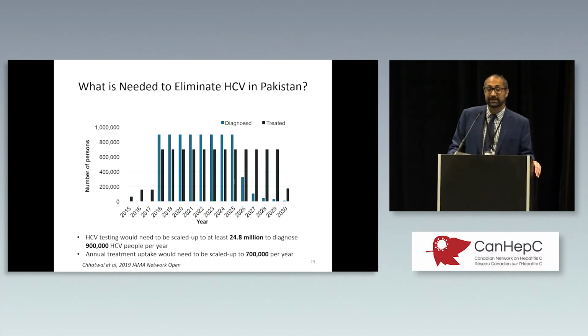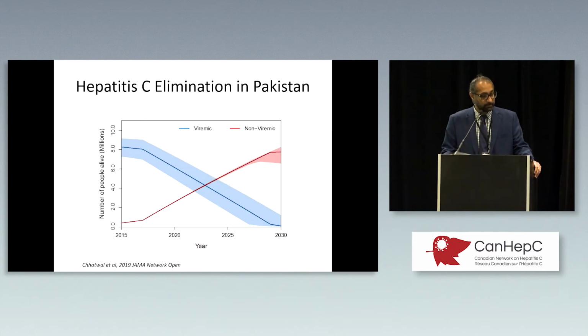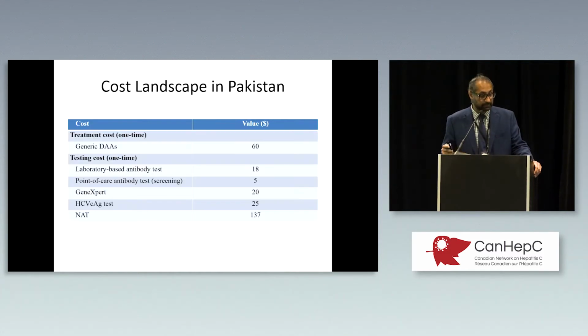Now, is it feasible practically? Perhaps yes. We can look at Egypt as an example, which has been very good with scaling up screening and treatment. And if we are able to do that, this is how the prevalence will look over time. The number of people with Hep C decreasing, and the number of non-viremic people increasing.